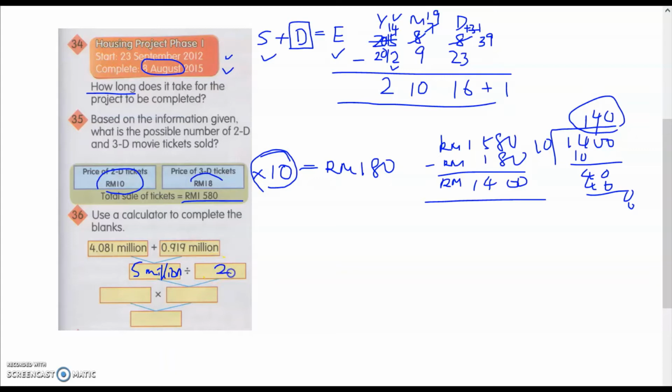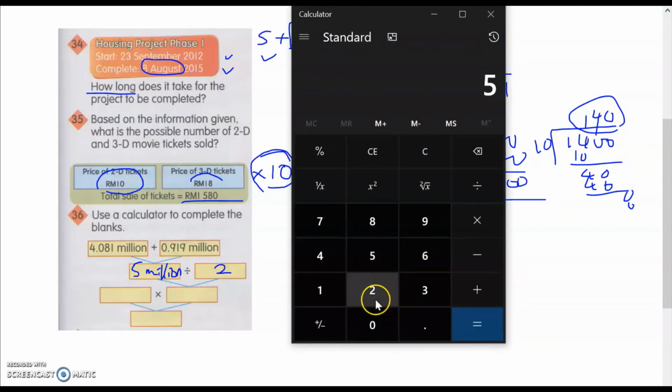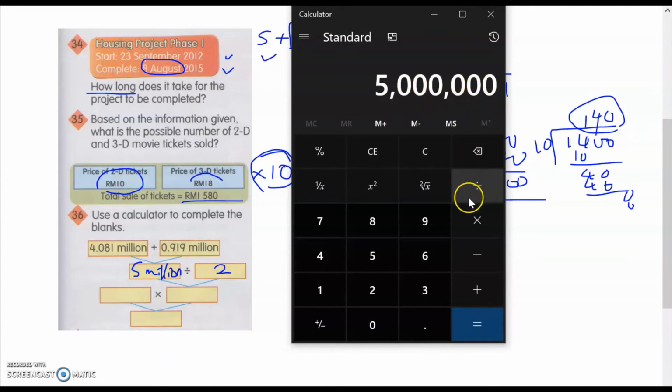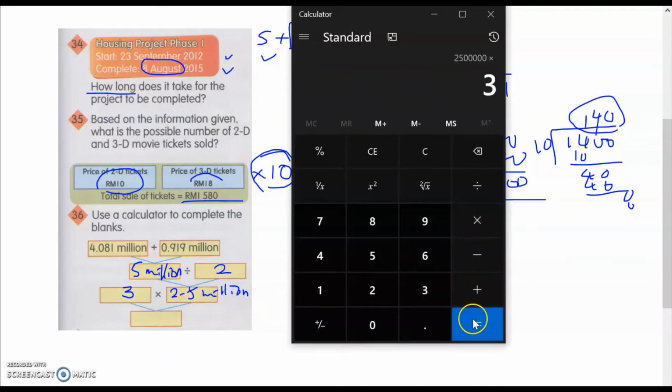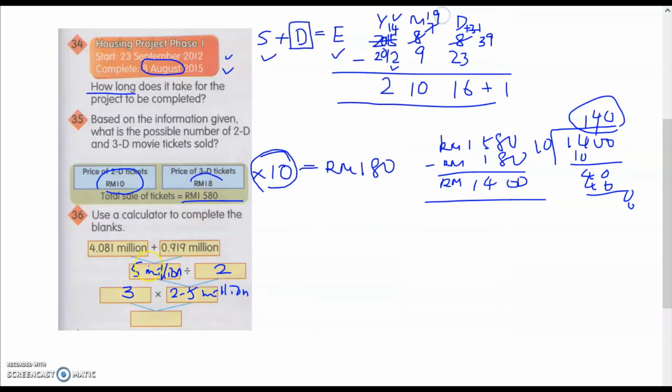So I can divide by 2 if I want. Okay, I divide by 2. So just now it was 5 million, right? 5 million, 6 zeros. In a million, there are 6 zeros. So 5 million, I can divide by 2, then I get 2.5 million, right? And then choose the number you want to times. I can times 3. Okay, and 2.5 million, I times 3, then I get 7.5 million. So again, you can have any other kind of answers as long as your calculation is correct.